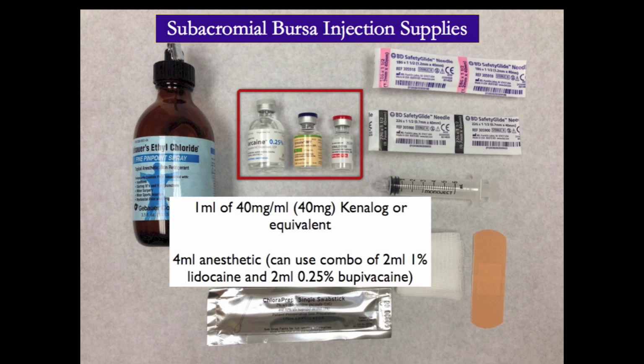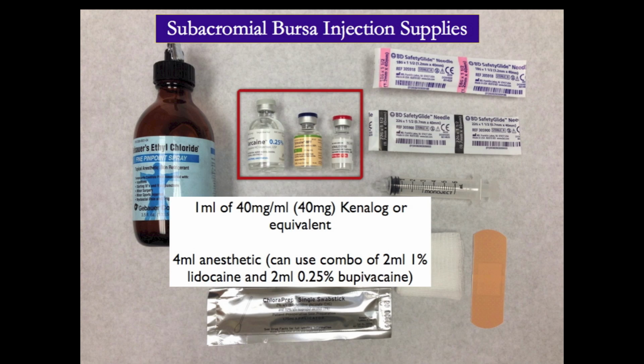You will draw up 1 milliliter of 40 milligrams per milliliter Kenalog or its equivalent, with 4 milliliters of anesthetic. We typically use 2 milliliters of 1% lidocaine with 2 milliliters of 0.25% Marcaine. The lidocaine is quick-acting. It helps with diagnostic injections when you want to re-examine the patient after the injection to see if they have normal strength after their pain is better controlled.